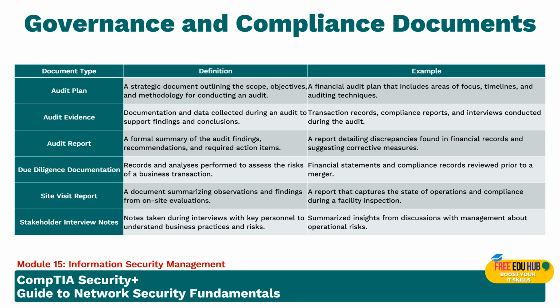Then we have audit reports. It's a formal output of an audit process. It includes the auditor's conclusions and any findings that indicate discrepancies or areas of risk. The report would provide the stakeholders with an assessment of the organization's adherence to governance standards and regulatory requirements. It also includes recommendations for improvement or corrective actions wherever required. So a report detailing the discrepancies is there.